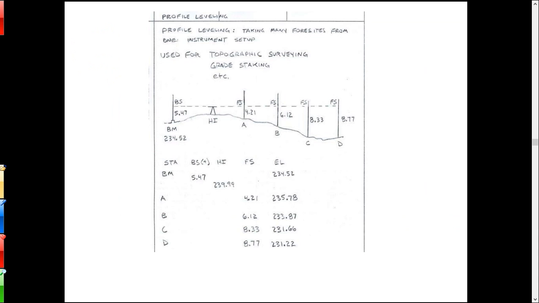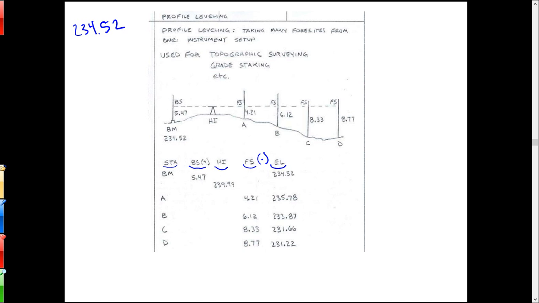So what I've got there, this is page 322. I've got the instrument taking a back sight on that benchmark. So that's 234.52, and I call that out on my notes. In the notes I've got the station, which is a point that I'm interested in. A back sight is a plus sight. HI is height of instrument. FS is a foresight, and that'll have a minus next to it sometimes. And EL means elevation.